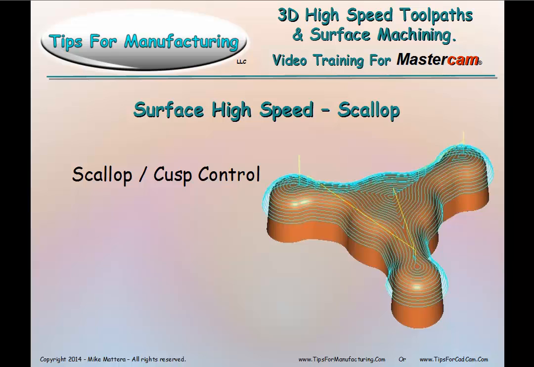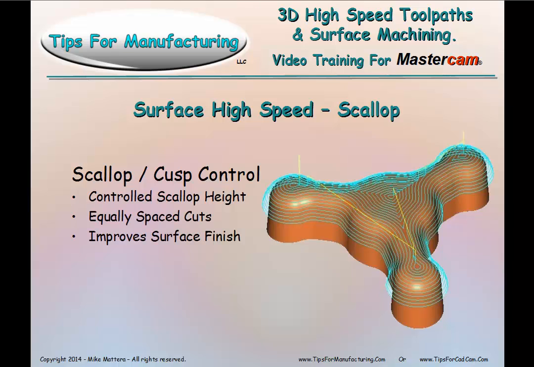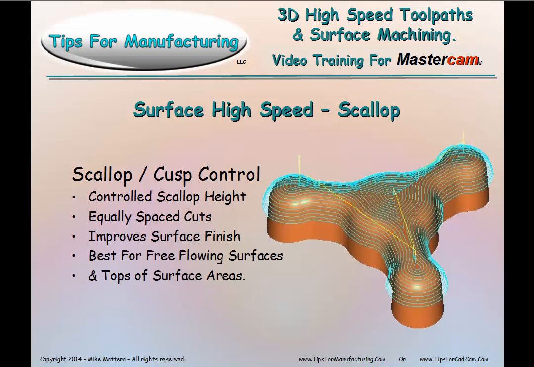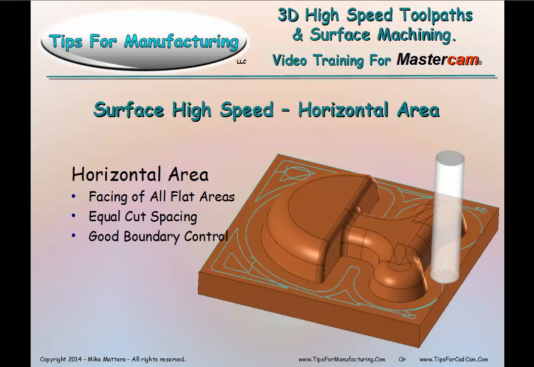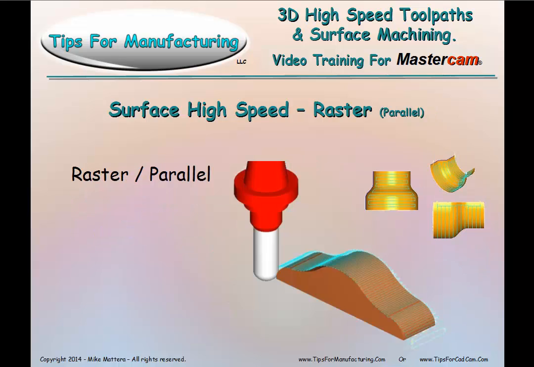Then we have the scallop toolpath. Scallop gives you cusp control. You control the height of the scallop. It has equally spaced cuts and gives a very improved surface finish. It's best for free-flowing surfaces and tops of surface areas. Horizontal area will face off all the flat areas on the part. You get an equal cut spacing, and it has very good boundary control.